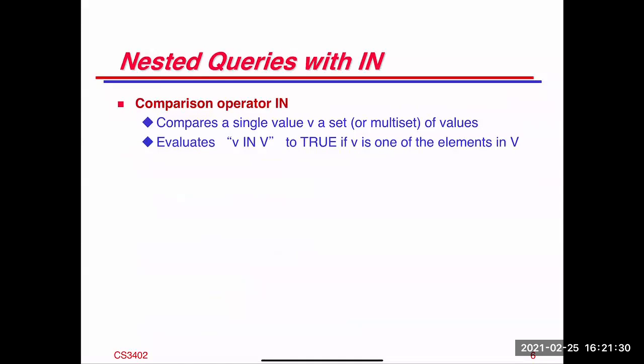Now let's see how we can write these nested queries by using the comparison operator called in. So what does in do? Well, it compares a single value, let's call it v, to a set or multi-set of values. Okay. So the syntax would look like this. So v in capital V. So this will evaluate to true if v is one of the elements in capital V.